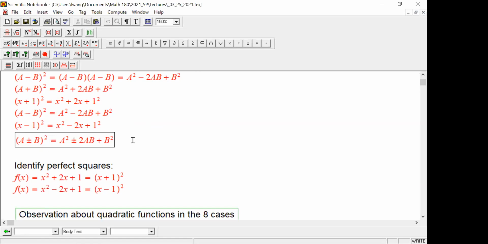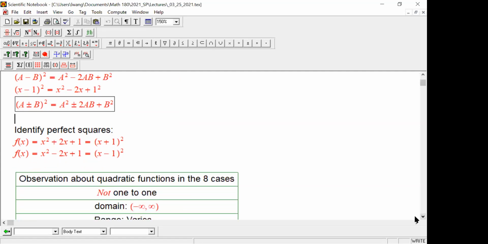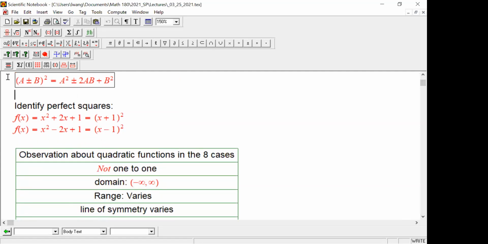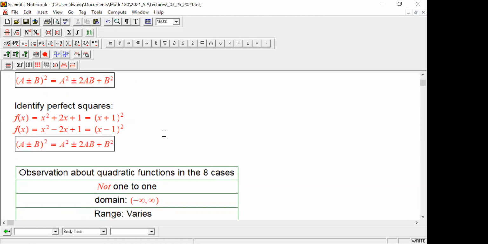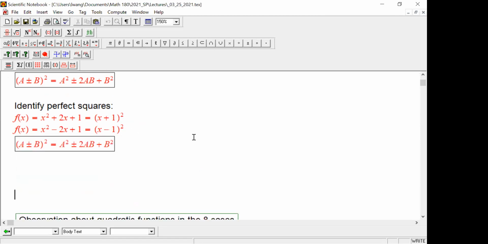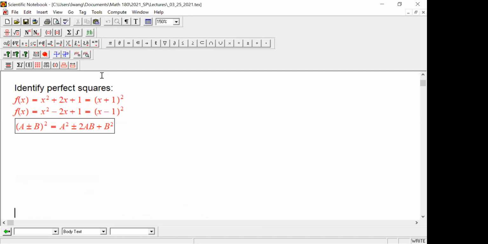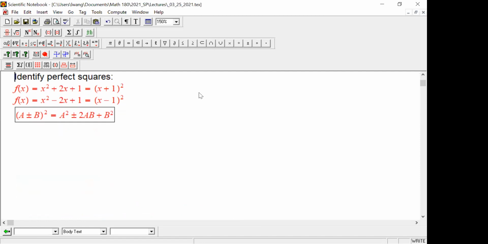The important part is how to identify whether it's a perfect square. So we're going to do identifying perfect squares. Okay, so with that in mind, we're going to identify some more perfect squares. I'm going to give you some examples. Are you ready? You are to identify perfect squares.